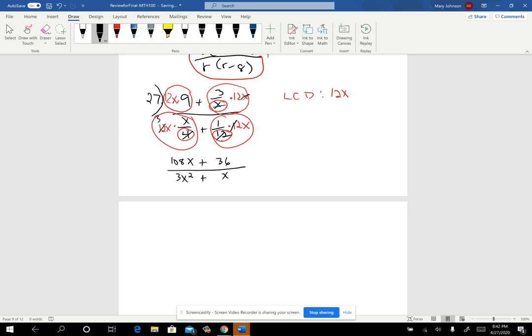Right now, at this point, it's just like on the other one. You need to factor first, then cancel if you can. So 36 is common. I can factor out a 36, and I'll have a 3x plus 1 left. In the denominator, I'm going to factor out an x, and there's a 3x plus 1 left. So that means that 3x plus 1 is a common factor I can cancel out from the top and the bottom. So I'm going to have 36 over x for my final answer.